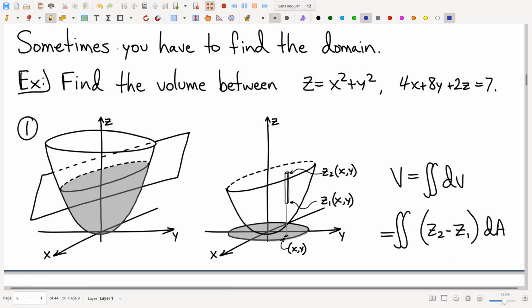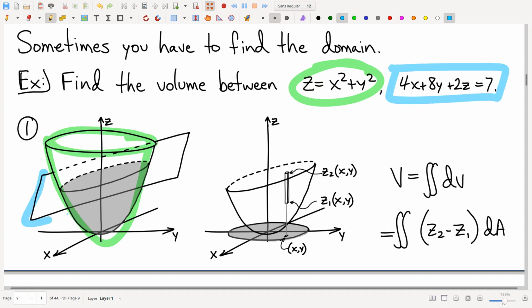Another little annoyance that you're going to face in doing double integrals is sometimes the domain isn't given and you have to infer the domain. So here's a nice example. We want to find the volume in between this paraboloid and this plane. It doesn't technically say, but it says volume in between, so I think that's equally clear. That's the volume that I actually want to compute. It's this volume, like that.